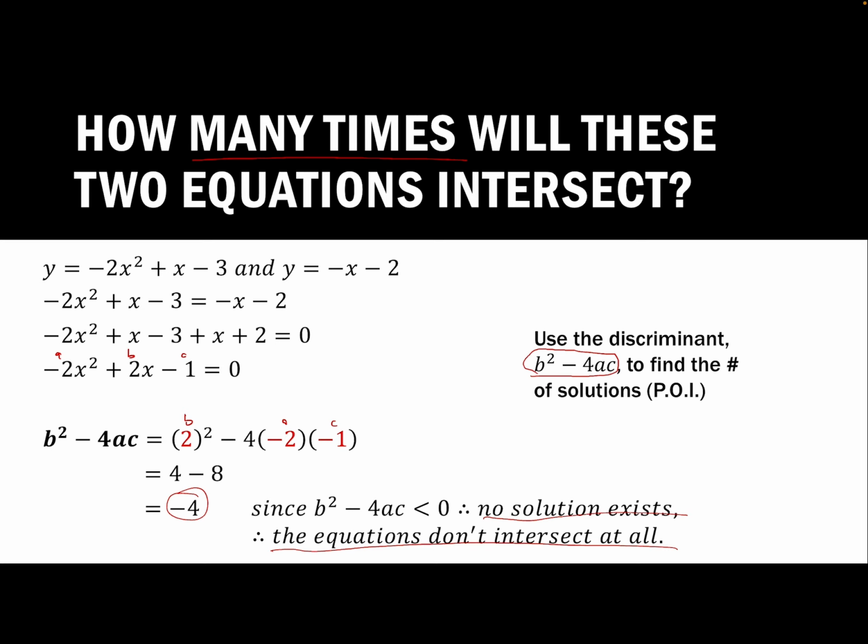Now, if the discriminant is equal to 0, then there's only one solution. And if our discriminant happens to be greater than 0, then there's going to be two solutions. And when I say solutions, I'm actually referring to the points of intersection.